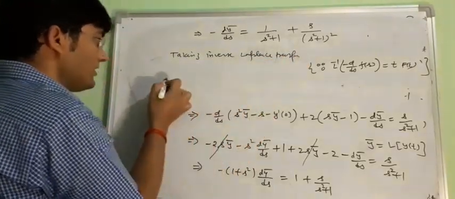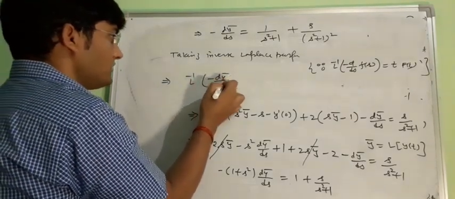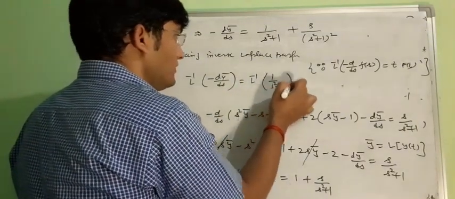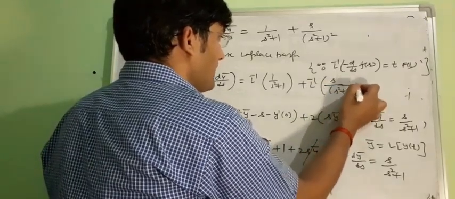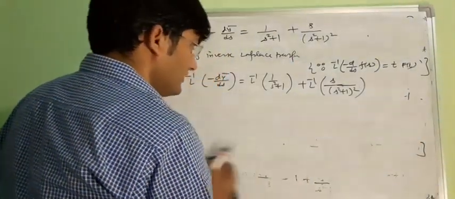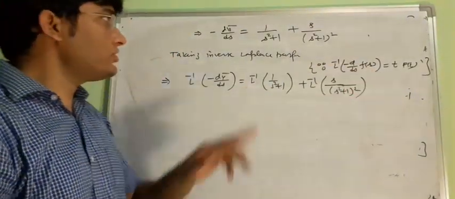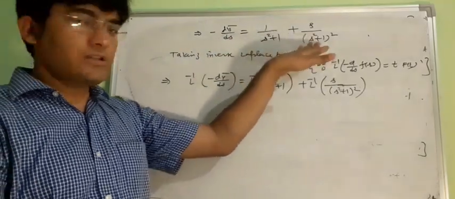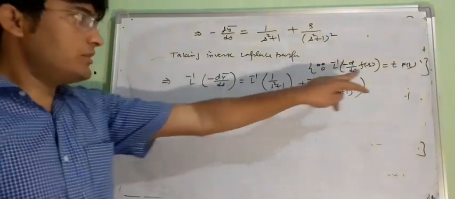So on taking the inverse Laplace transformation, we will get Laplace inverse of minus dy bar upon ds is equal to Laplace inverse of 1 upon s square plus 1, then the Laplace inverse of s upon s square plus 1 whole square. Now if you do not want to use this formula, then we will have to integrate this equation first with respect to s, then later on we will find its inverse Laplace transform, but that will be tedious. So I am using this particular formula.